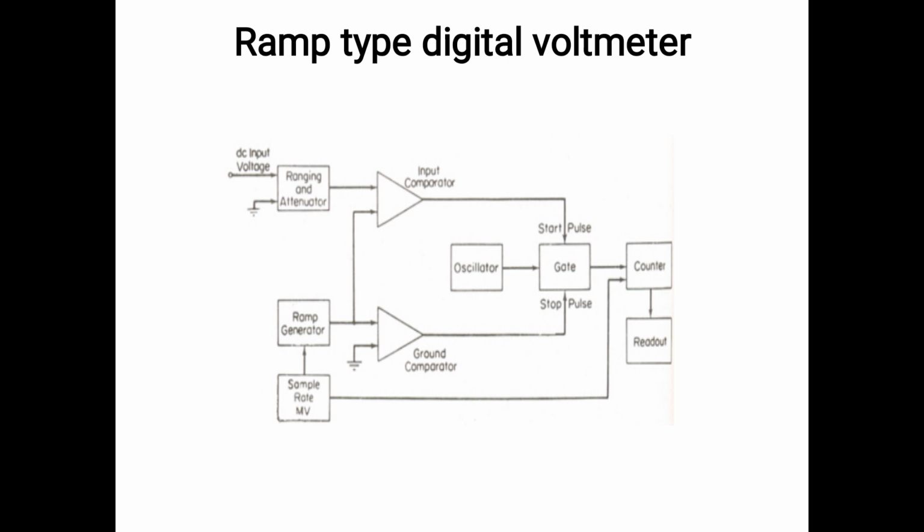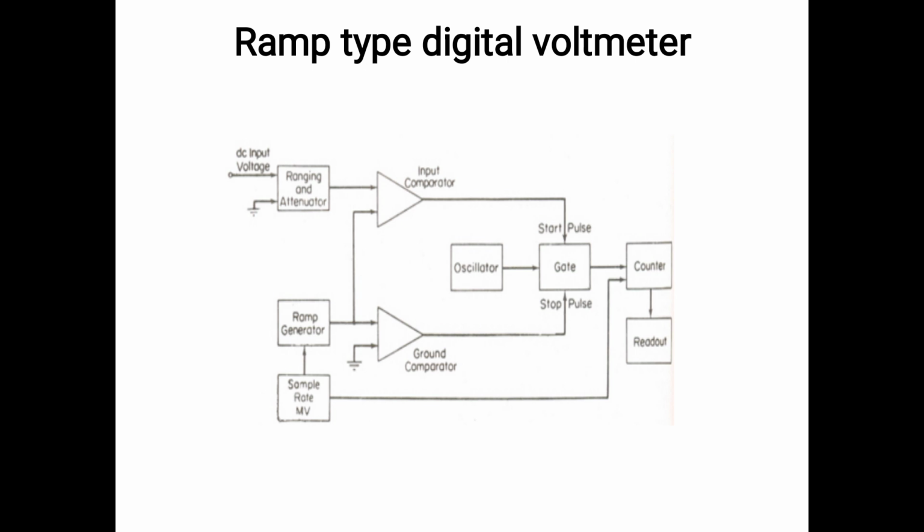It takes a reference value at one input and the unknown input voltage at the other input. The normal operation of a comparator is that it compares the input with a reference, and if it matches, it gives a signal. That is the concept behind our comparator.